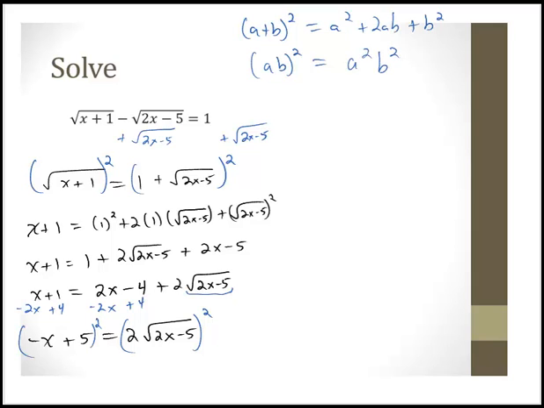All right, so left-hand side would be negative x, no, it wouldn't be, because negative x plus 5 times negative x plus 5, well, that would give me a positive x squared, a minus 10x, and a plus 25. The right-hand side would then give me 2 squared is 4, and the square root of 2x minus 5 squared is 2x minus 5.